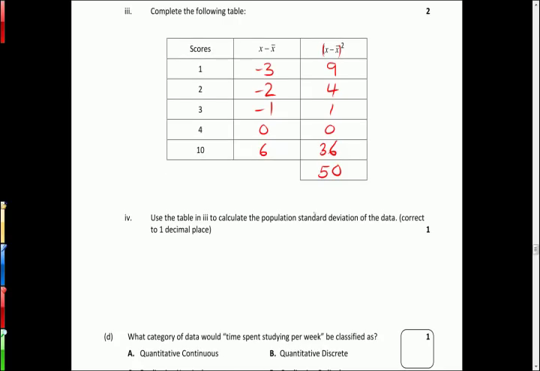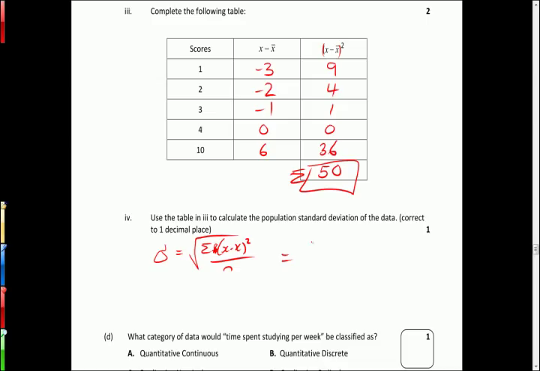Well, we had the formula. You don't have to use a formula here, but if you write down the formula, the population standard deviation was the square root of the sum of x minus x bar squared over n. And all that was saying was, well, what's this mean? The sum of x minus x bar squared, that's the x minus x bar squared column, and this big sigma means sum them up.